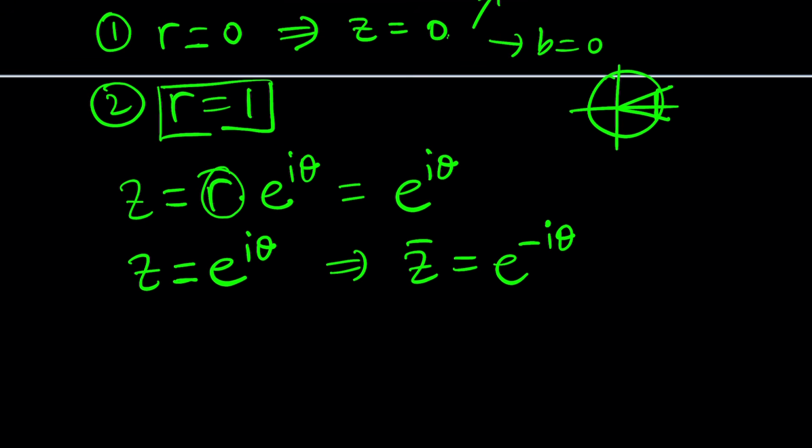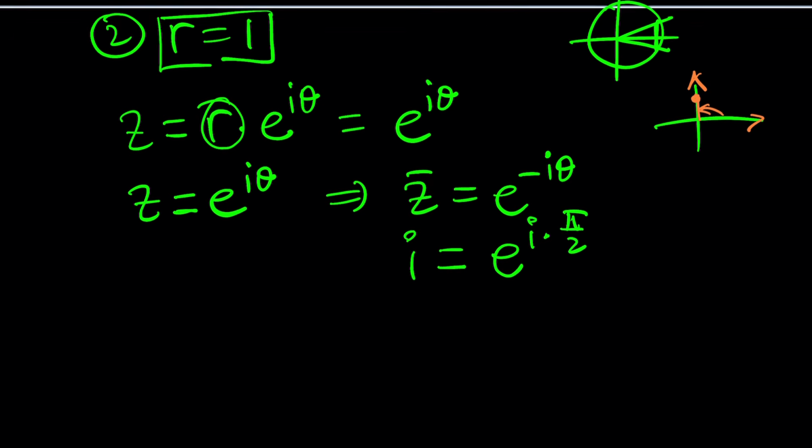Let's go ahead and plug this in. By the way, we also have an i, so we also need the polar form for i. You can basically write it as e to the power i times pi over 2, because remember, i is right here, and it makes an angle of pi over 2 radians with the real axis, which is the x-axis. So far, so good.